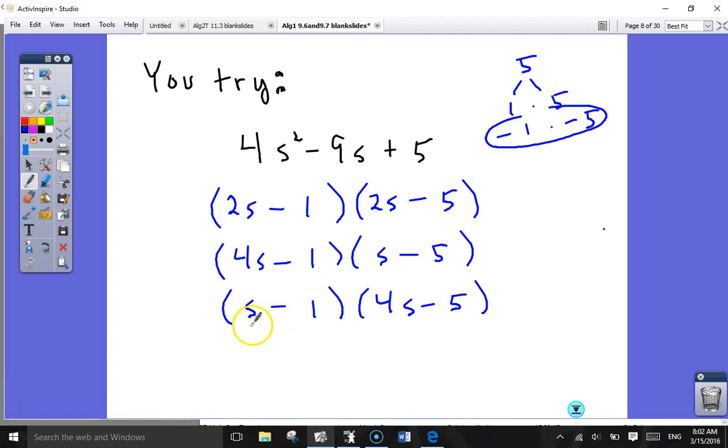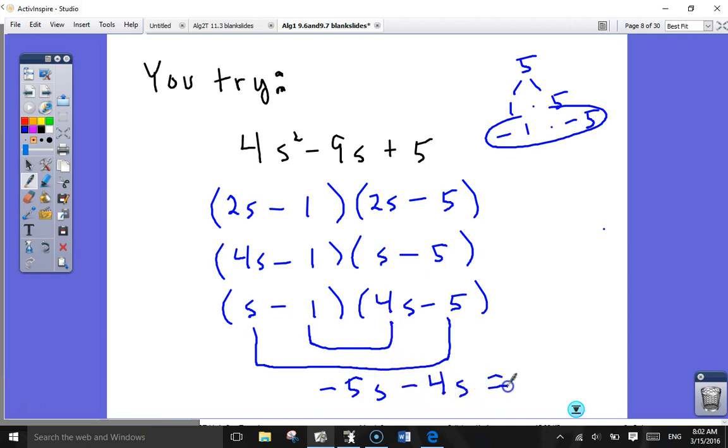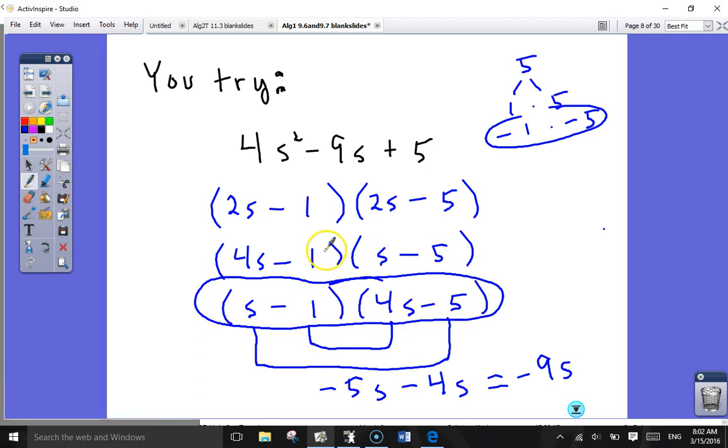This one, right? S times negative 5 is negative 5s. Negative 1 times 4s is minus 4s. Add them up, you get negative 9s. So this is the right factoring of it. The other two, you wouldn't get the right middle term.